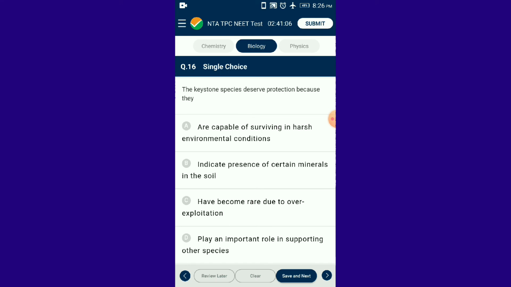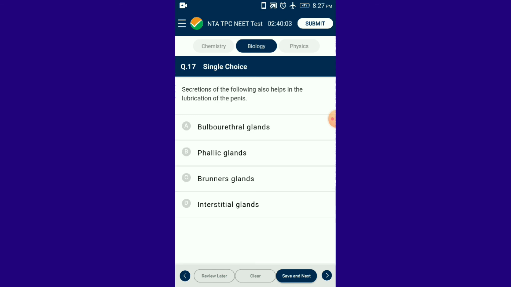Question number 16. The keystone species deserve protection because they... Keystone species are those which have a specifically high impact on a particular ecosystem relative to its population. They play a very critical role in maintaining the structure and function of an ecosystem and influence which other types of plants and animals make up that ecosystem. So the answer is option D. Keystone species deserve protection because they play an important role in supporting other species.